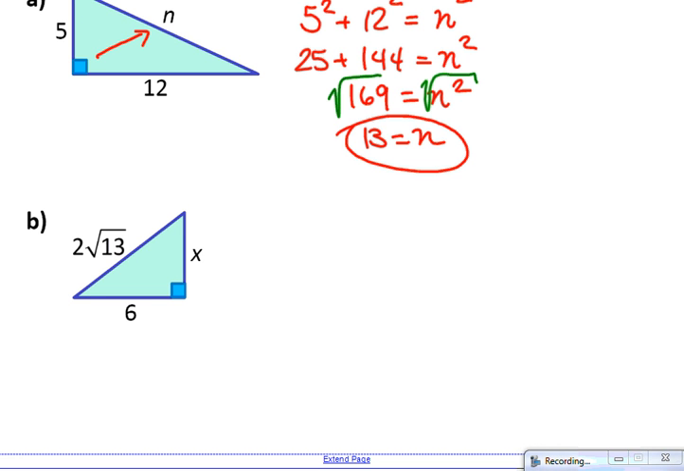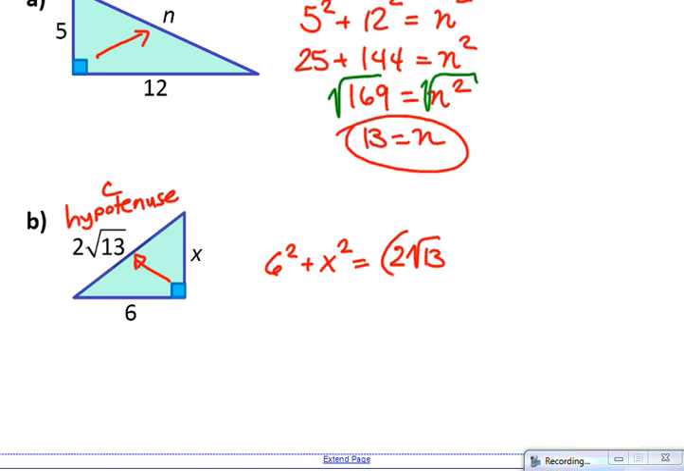B, same situation, but with a twist in there. Notice in this one that we have a radical that's included in the length of one of the sides. And notice that that side is opposite of the right angle. So that means that this is the hypotenuse, and therefore it's going to go in place of the C. So when I set this equation up, I'm going to say that 6 squared plus x squared is equal to the hypotenuse squared, so 2 square root of 13, the entire thing squared.